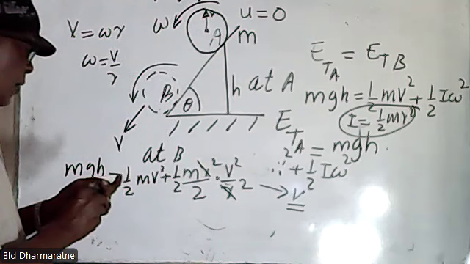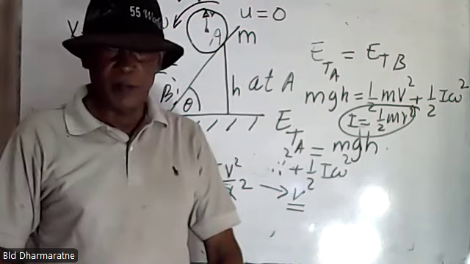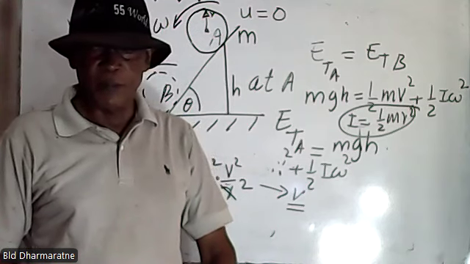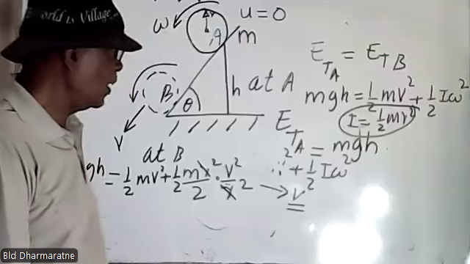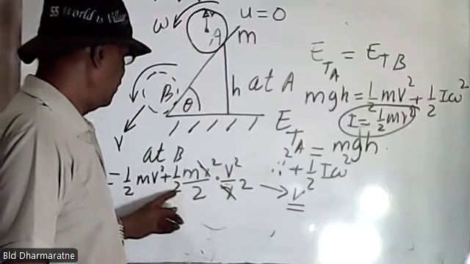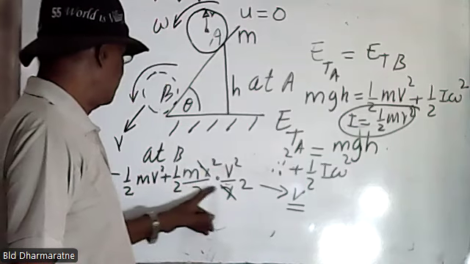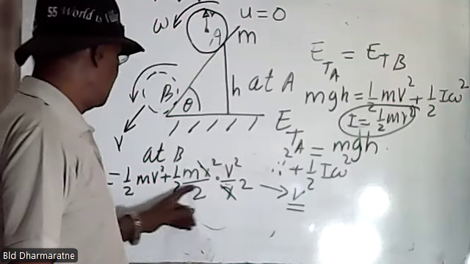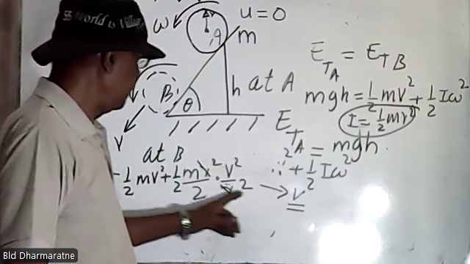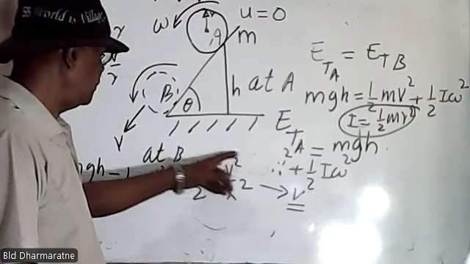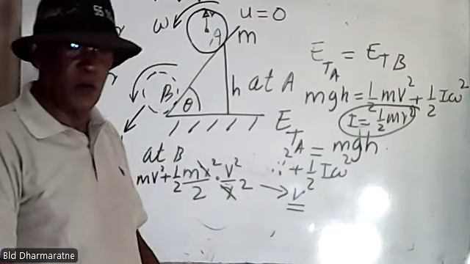Actually, this leads to so many sums. So many problems like this are given in the examination. We can calculate v using this equation. Since those terms cancel, you can make v the subject and get everything.